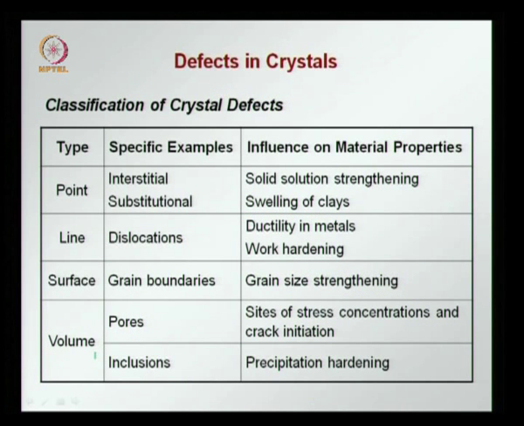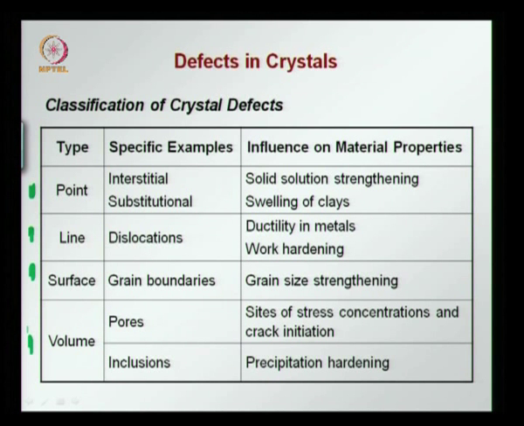So when we look at defects that occur in crystals, there are different types of defects, and these are classified as point, line, surface and volume defects. Point defects are where you have defects occurring at the particle level. These could be interstitial, that means that within the gaps in the crystal structure you can have a defect, meaning that there is either a vacancy or there is a foreign atom or a foreign particle in the structure.